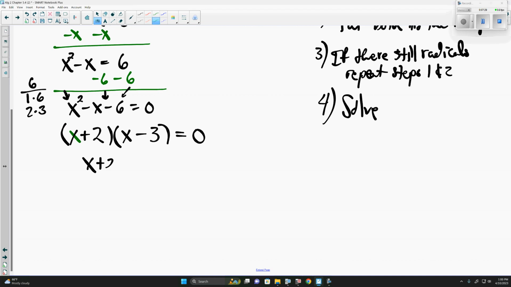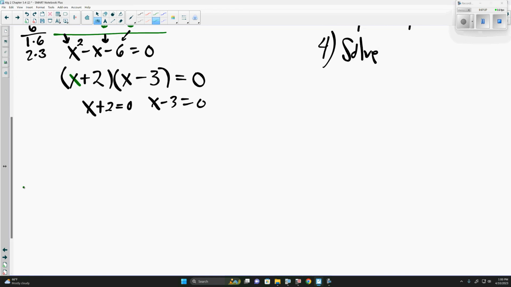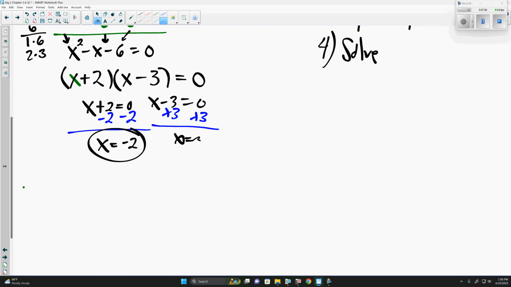Since we have two things multiplied together equal to 0, one of them must be 0. To solve for x in one factor, we would subtract 2 from both sides, telling us x is negative 2. In the other, we would add 3, telling us x is 3.